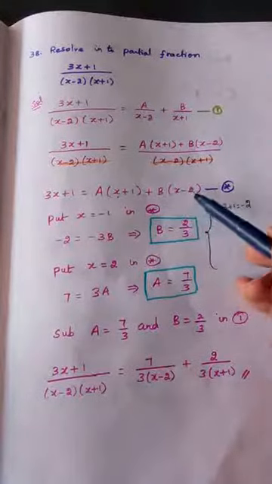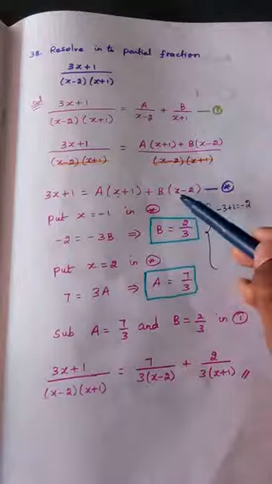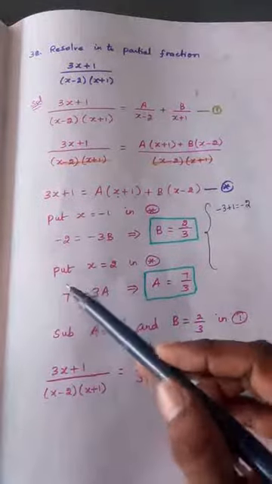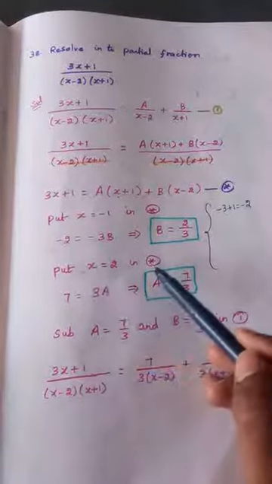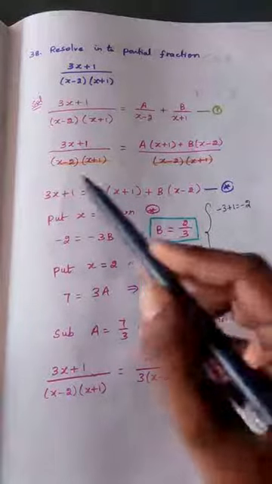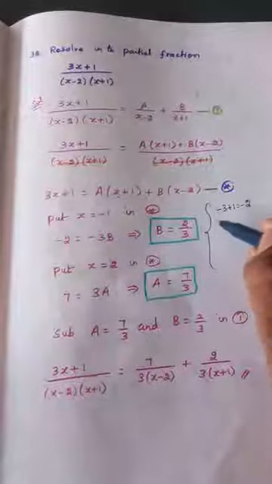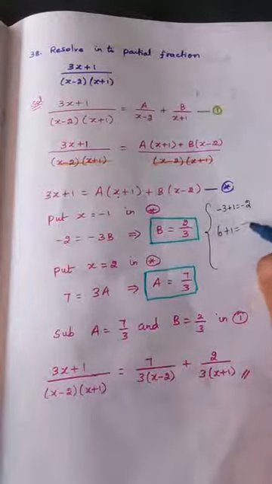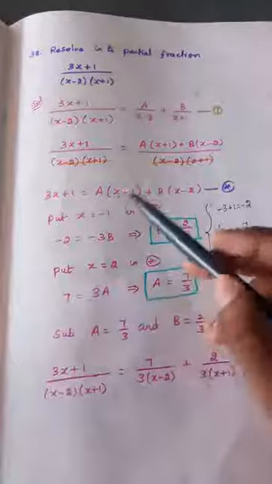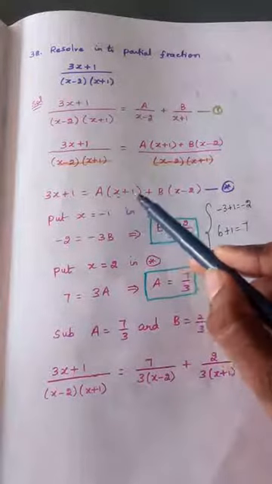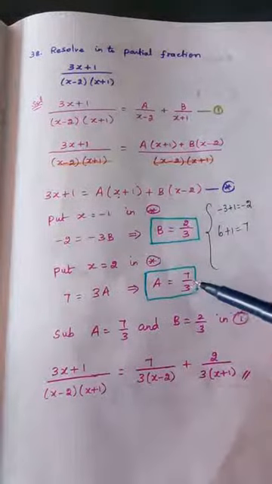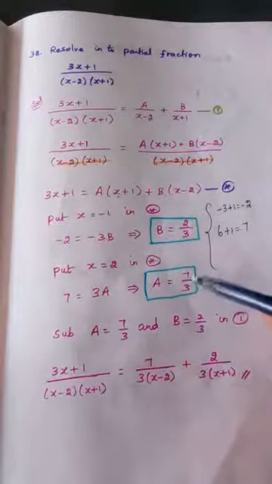Next, see this factor x minus 2. So if I use 2, this will become 0. So my next step is, by putting x is equal to 2 in equation star, what happens? If I use 2 here, what will happen? 3 into 2 will become 6 plus 1, which is equal to 7. If I use 2, 2 plus 1 is 3, 3 into a, 3a, this becomes 0. So from that I am getting a value. A is equal to 7 by 3.